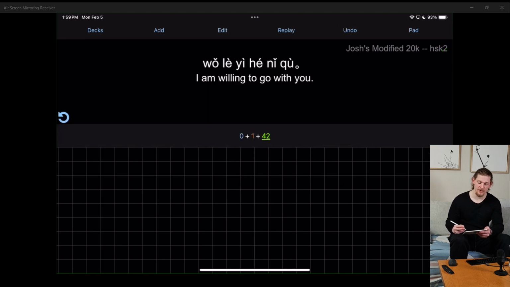Alright. So 我乐意和你去. So it'll show you both sides of these characters. Some cards it'll show me the Chinese sentence, and I need to produce the pinyin and pronounce it. Other times it's going to show me the pinyin and then I need to reproduce those characters. So we're just going to go ahead and start to power through these actually.